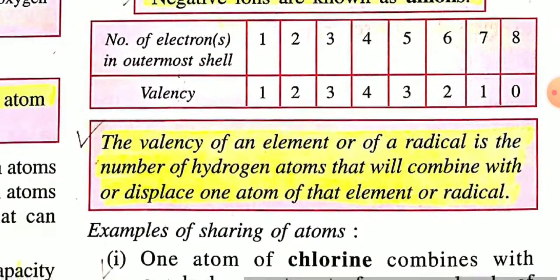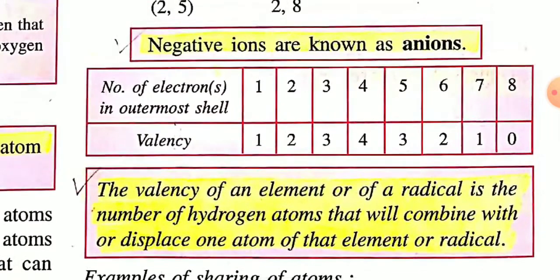Now see, the valency of an element or of a radical is the number of hydrogen atoms that will combine with or displace one atom of that element or radical. This is one more definition of valency. According to this definition, the valency of an element or of a radical is the number of hydrogen atoms that will combine with or displace one atom of that element or radical.